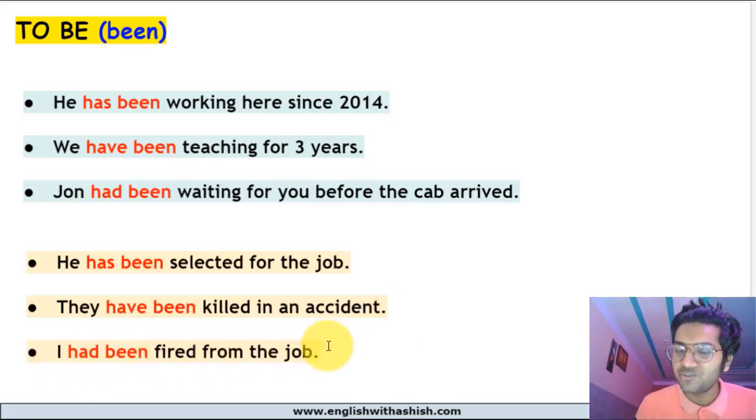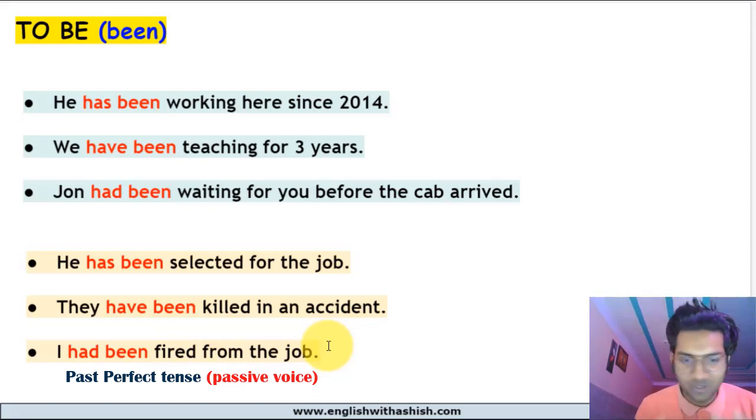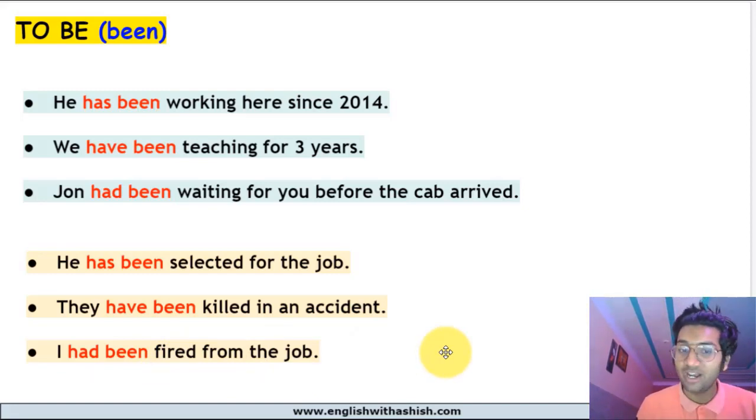I had been fired from the job. Past perfect tense, passive voice. Who had fired me? We're not talking about that. I had been fired. Somebody had fired me from the job. We don't know who that person is, right? So that's why we're writing the sentence in the passive voice. I had been fired from the job by somebody. We can insert the doer of the action as well if we want to. Okay, so that's been formed.